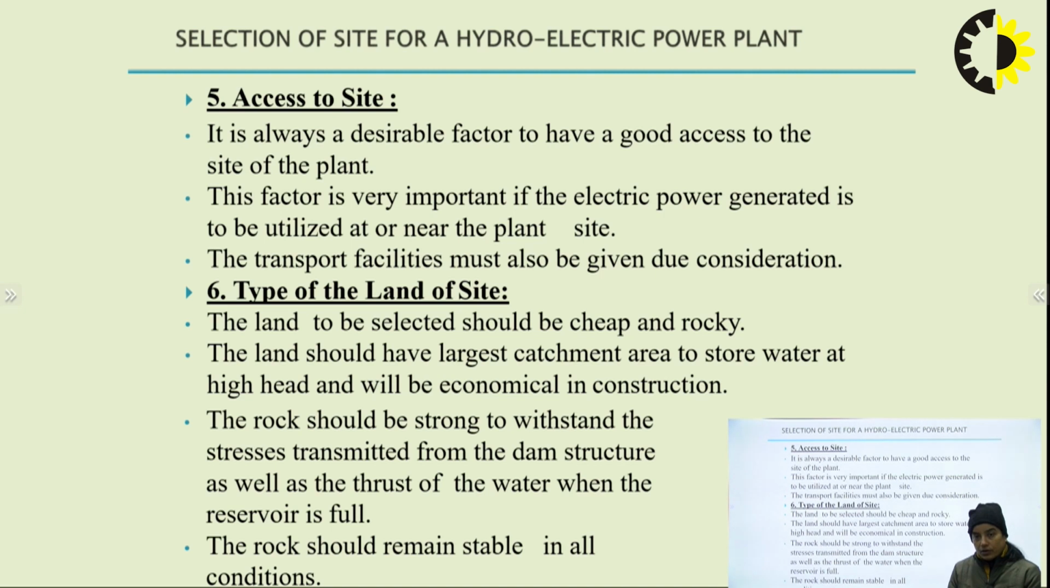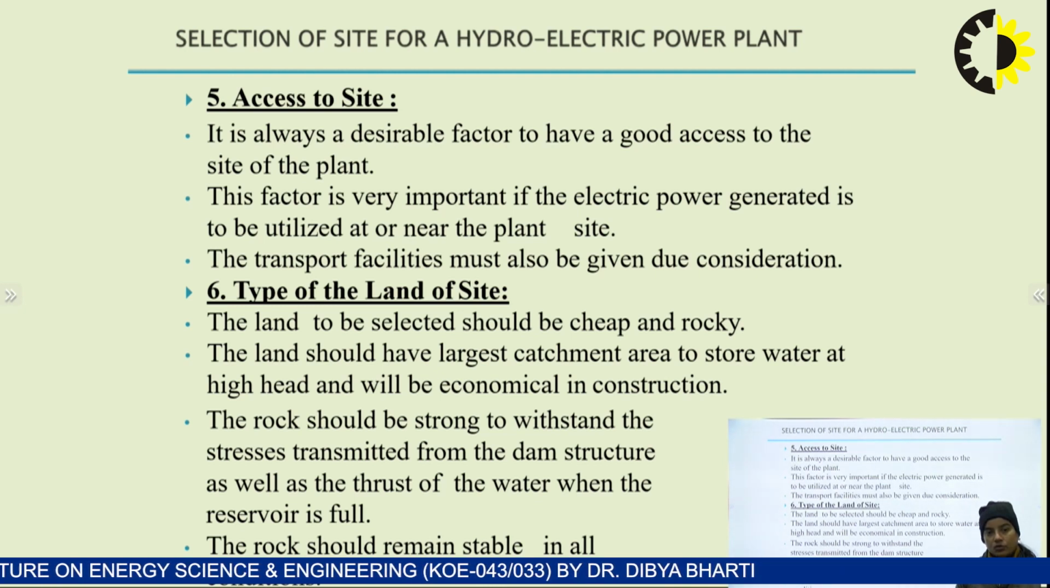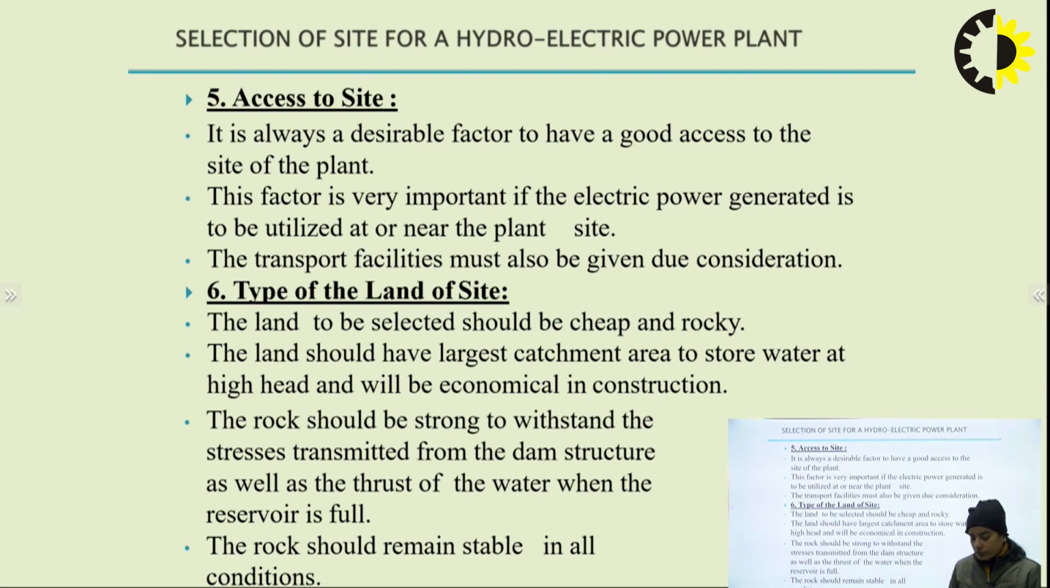So see, we cannot form a hydro plant over the Ganga river in India, because the land near the river Ganga is not rocky. That's why usually these hydro plants are there in the hilly areas, because they also provide the largest catchment area in between the mountains, and the land over there is rocky, so that it can withstand the thrust of the water when the reservoir is full.